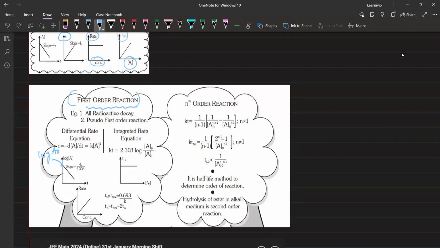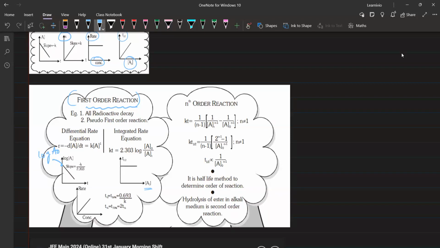Then we have the T half. Now, T half, you must know that it is equal to 0.693 divided by K, and it is not proportional to, and it is not dependent on the initial concentration. So that is why it is a straight line, which is parallel to the x-axis, where x-axis is the initial concentration.